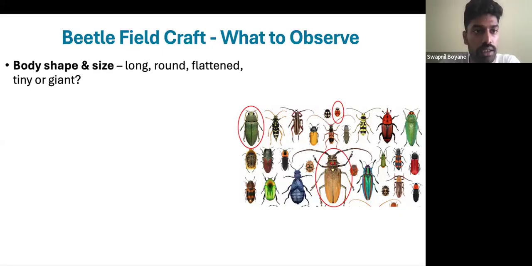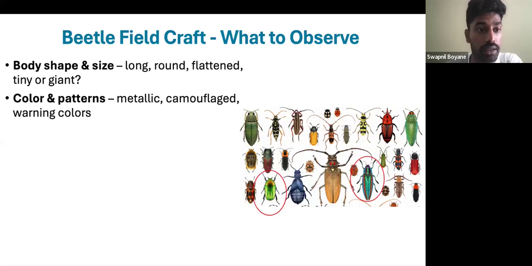If you are a beginner, the first thing you would want to know is the size and shape of the insect. When you look at the beetle, look at the size, how long they are, and whether they are slender, round, flattened, tiny, or giants, because you see the different diversity here, right? You cannot just put one bracket, like saying that a 10 mm insect is going to be a beetle. Then color and patterns: mostly these beetles are metallic, some of them are camouflaged, and they have vibrant colors.